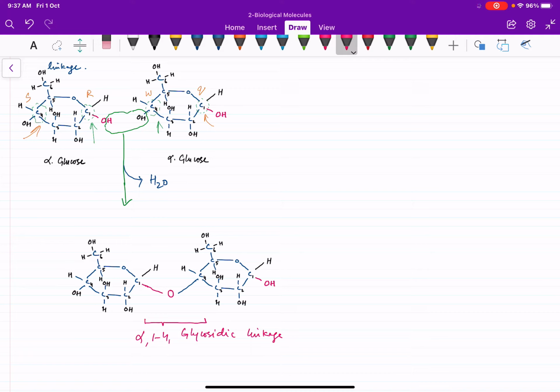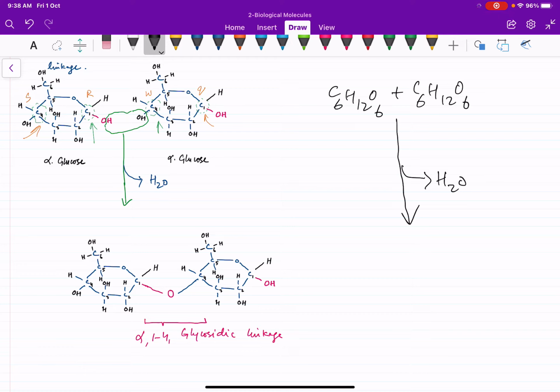Now let's see how the molecular formula changes. If I write the molecular formula for alpha glucose 1, this is C6H12O6, and for another, C6H12O6. A water molecule, H2O, is eliminated out of them, and the disaccharide formed will have one water molecule less in it. So this will have C12H, should it be 24 or 22? It should be 22. And O, 12 or 11? Yes, this is O11. So this is the formula for a disaccharide.